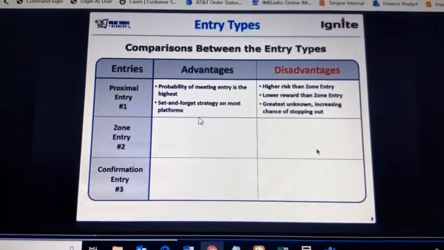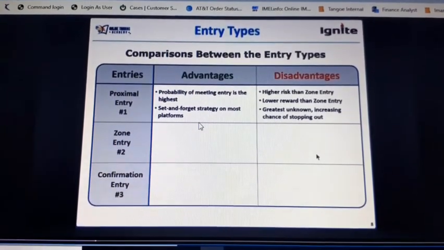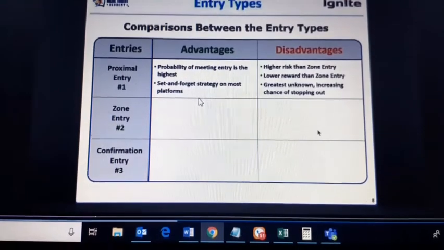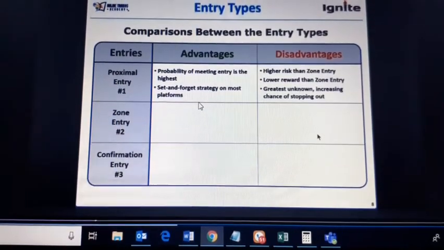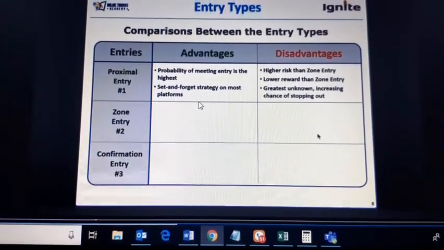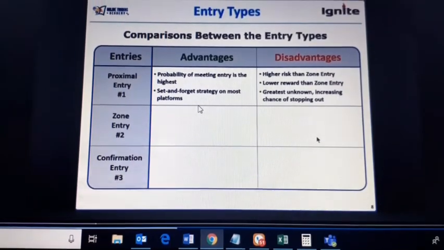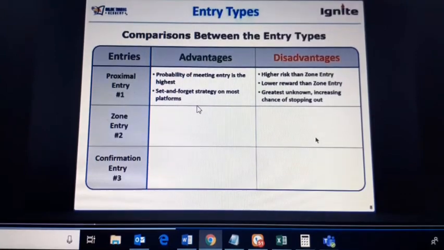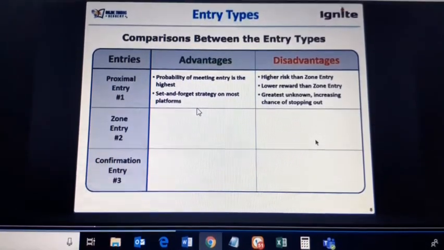So in a type 1 entry, the probability of meeting entry is the highest because you're taking an entry at the proximal line. It's a set and forget strategy on most platforms. When I teach bracket orders, you'll come to know you can just put your entry, stop loss and target at once and just forget it in a type 1 or proximal entry.